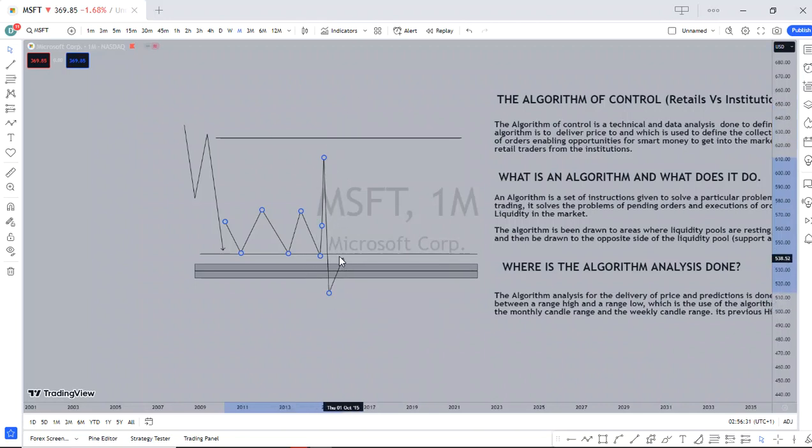So now, where is it going to be drawn to? The algorithm has taken orders right here. It has solved the problem of what? Pending sell orders right here. So where do you think it has to be drawn to? It has to be drawn to the opposite side, where we are having pending orders that need to be taken, which is where? An area of resistance. So it trades higher to where?